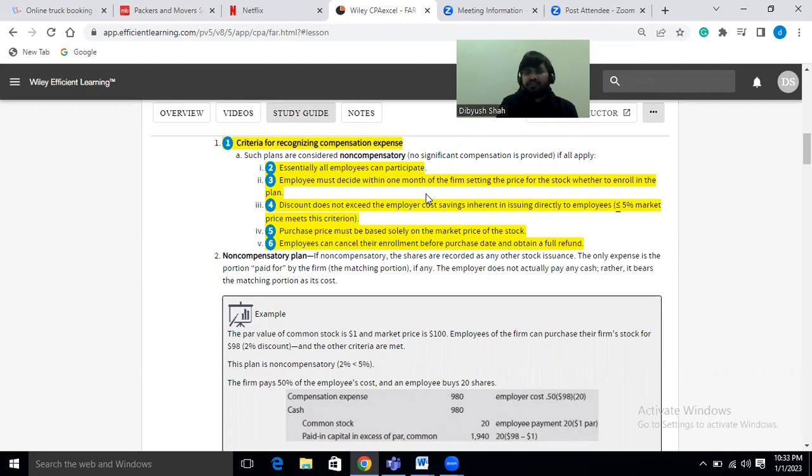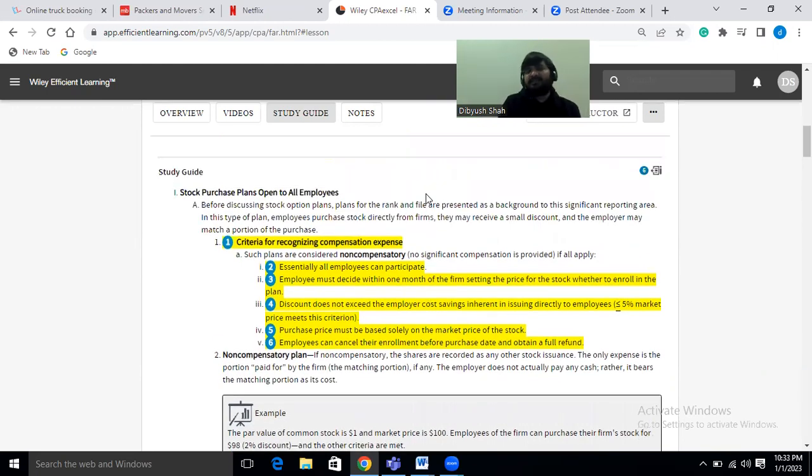So if that's the portion, it's very simple. Treat it like any other issue. You have nothing because the discount is considered insignificant in this case. And you can treat it like a common stock issue.